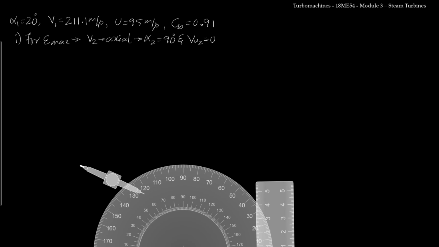So when we are constructing the velocity triangle, we need to take this into account. Alpha 2 should be 90 degree and V2 should be axial, which also means that V2 will be equal to Vf2. This is for the first condition, and the second condition is beta 1 is equal to beta 2. So now we need to construct the velocity triangle for these two conditions, then we will measure the required parameters.